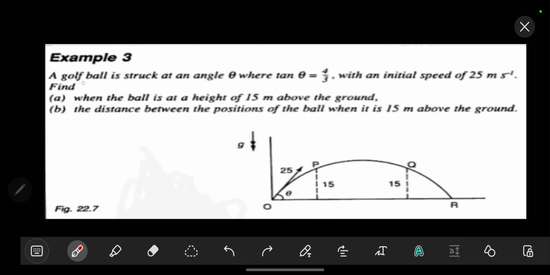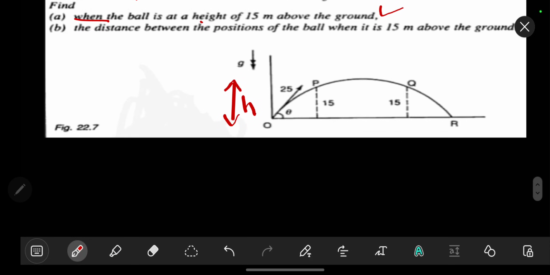So we have question 3. A golf ball is struck at an angle theta, where tan theta is equal to 4 over 3, with an initial speed of 25 meters per second. Then we are told, when the ball is at a height of 15 meters above the ground, the distance between the position of the ball when it is 15 meters above the ground. So for part A, it wants the time. Firstly, we know that 15 meters is the height.